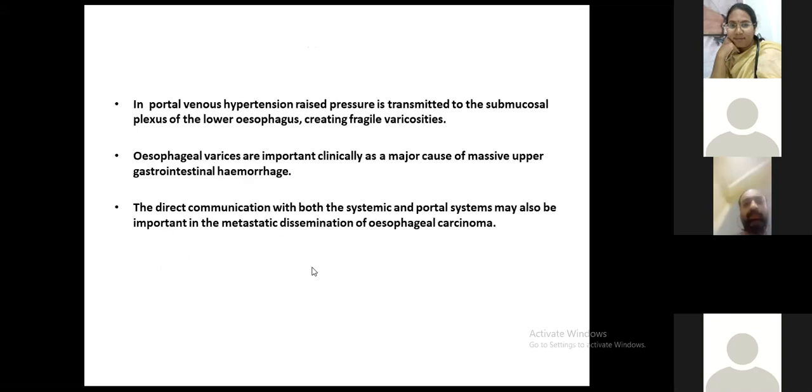In portal venous hypertension, the raised pressure is transmitted to the submucosal plexus of the lower esophagus, which creates fragile varicosities. Esophageal varices are important clinically as they are one of the major causes of upper gastrointestinal hemorrhage. Since there is a direct communication between the systemic and the portal system, this is an important route for the metastatic dissemination of esophageal carcinoma.